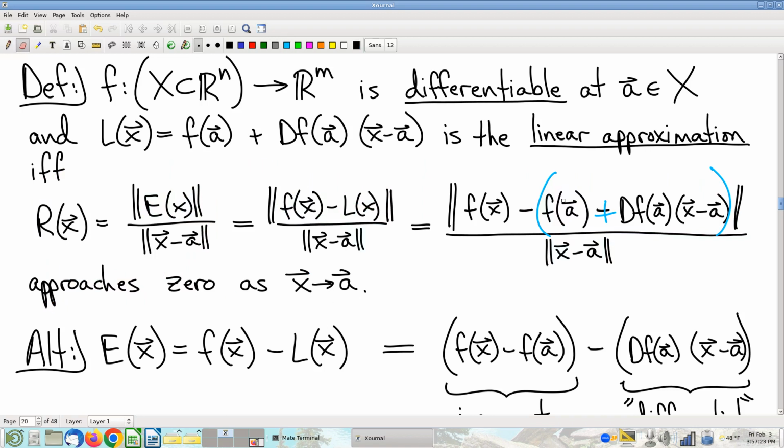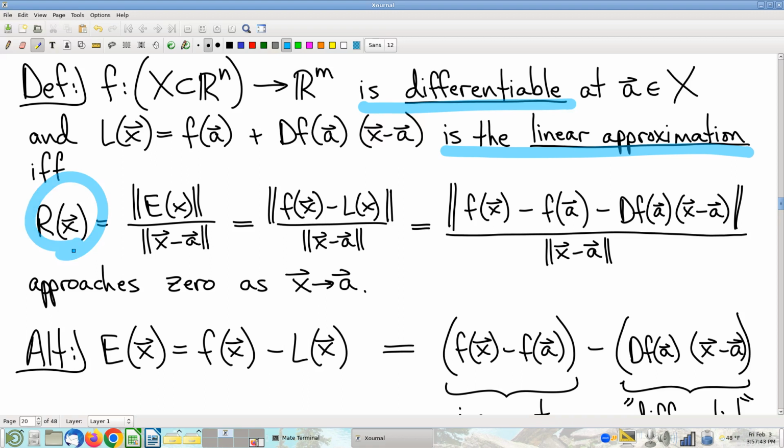So to our original question, under what circumstances, when we write down our usual formula for the linear approximation, under what circumstances is that actually a legit linear approximation? The answer is that function has to be differentiable, namely relative error has to approach 0.